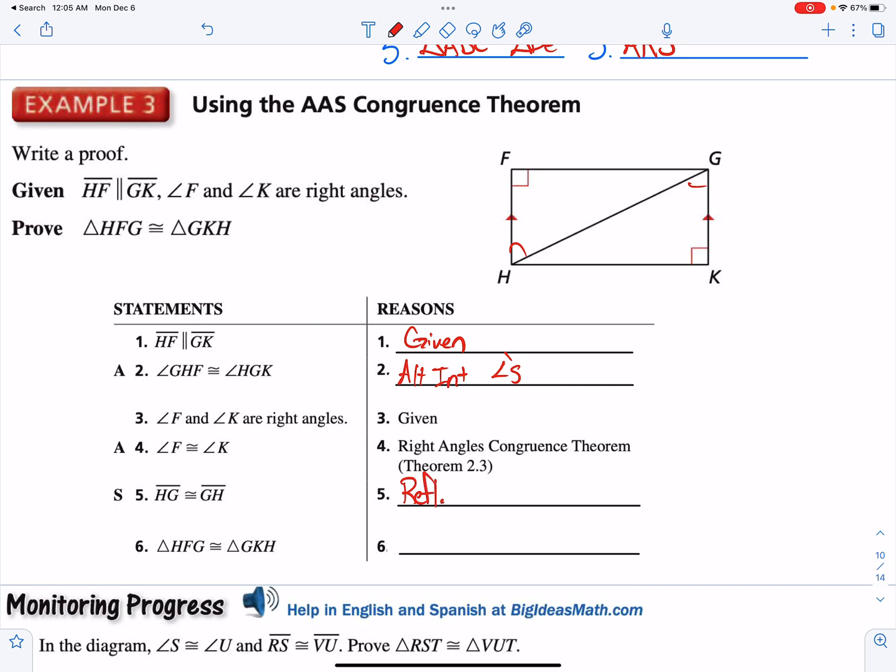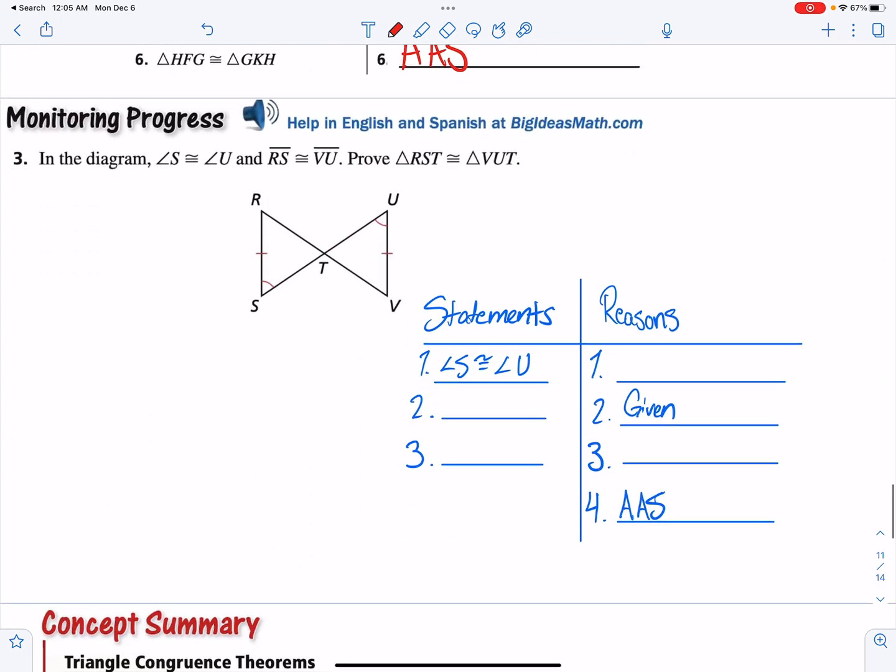And then now we can say, again, if you'll notice and look at your pattern, we have angle, side. So we have angle, side. Okay, so once again, we'll go through this kind of quick. We have our statement, S and U are congruent by given. We also know that S is congruent to VU by given.